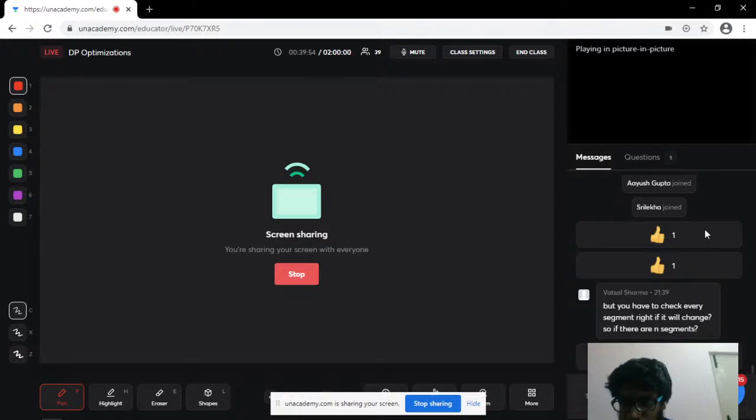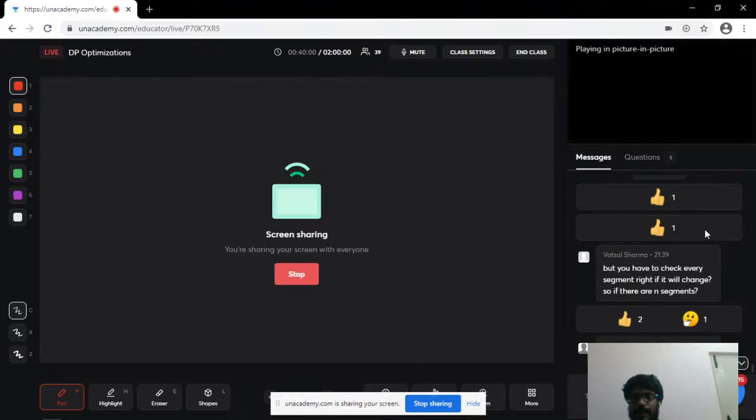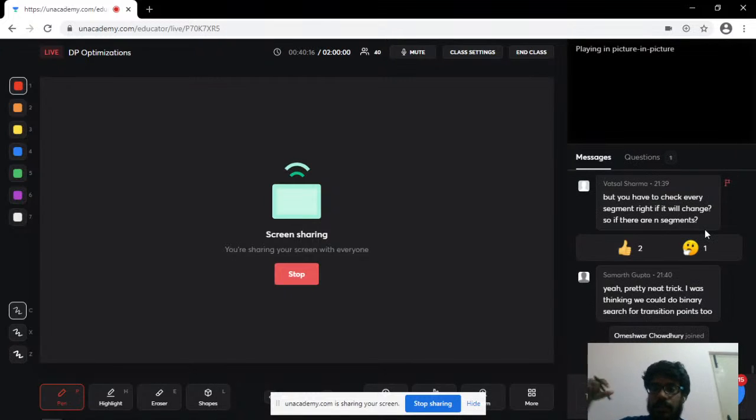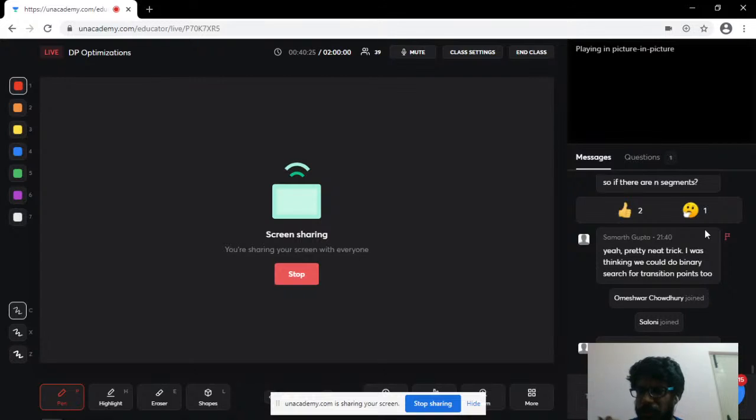But you have to check every segment if it will change. So what if there are n segments? Exactly, Vatsal. If there are n segments, then you will not have to check every segment. You'll have to keep checking until you hit a point where you don't remove it. So whatever segments you checked are removed and will never enter back again. So that's an amortization cost function. If you want to actually do the amortization, you'll assign a weight of 1 to that. I hope all of you know amortization. If you don't, this will be kind of complicated, but if you do, this should hopefully be clear enough.